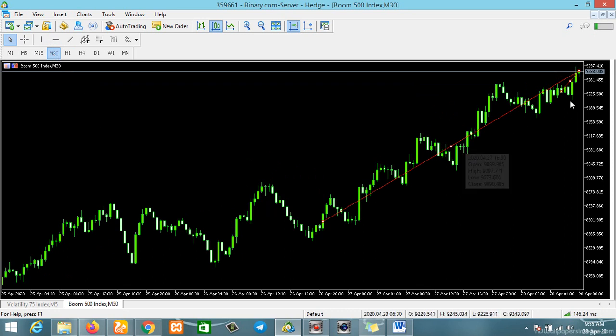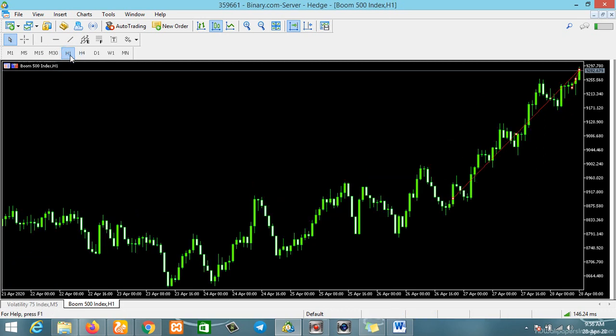So at 30 minutes also, this is the area we considered in 5 minutes. In 30 minutes, this is the area we considered. You can see this is an uptrend. The market is an uptrend. If you are considering it from this point, this is all uptrend. Okay, let's go to 1 hour.